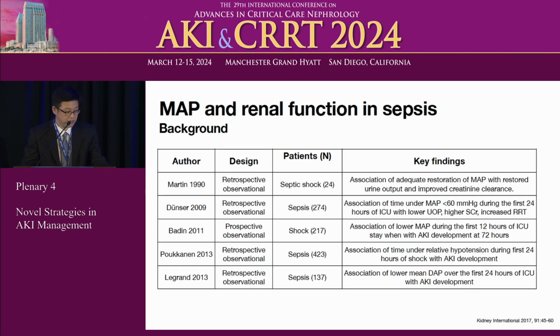This is the summary table on the issue of the MAP, mean arterial pressure, and renal function in sepsis. As you can see from this table, studies in this field have been conducted for more than 30 years, and most of the studies show the same trend, that low MAP is associated with renal dysfunction and low urine output.